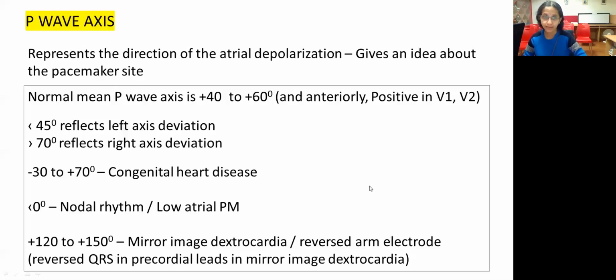So remember, you can have a P wave axis which is abnormal. It can happen in a congenital heart disease. It can happen in an ectopic pacemaker, atrial ectopics, nodal rhythm, or it can happen when my atrial situs is ambiguous or reversed.